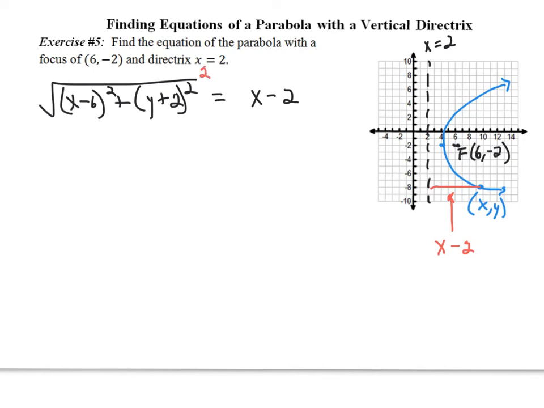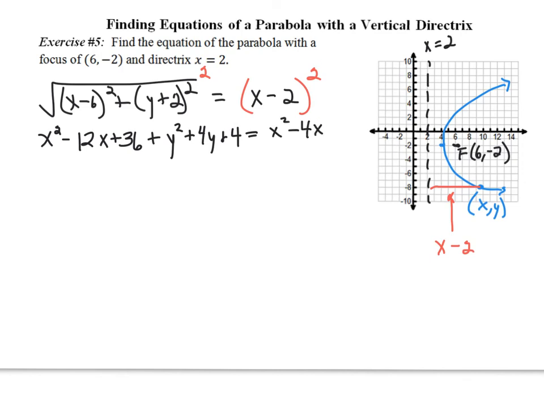Let's square both sides of our equation. Squaring on the left and then squaring my binomials, I've got x squared minus 12x plus 36. Squaring the y binomial, y squared plus 4y plus 4. And on the right side, let's square that binomial, so x squared minus 4x plus 4. This time, when I look carefully, I see that I have an x squared term on both sides of my equation. So I'm going to cancel off those x squared terms.